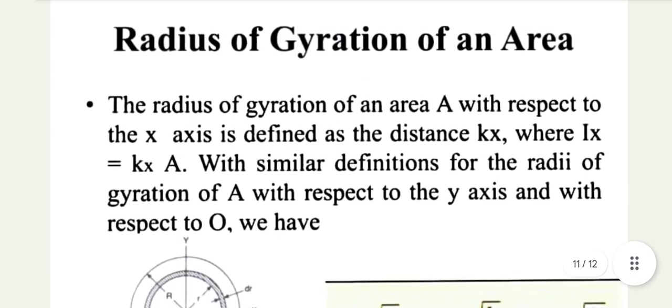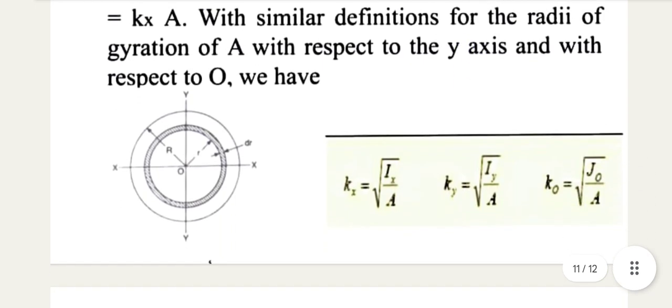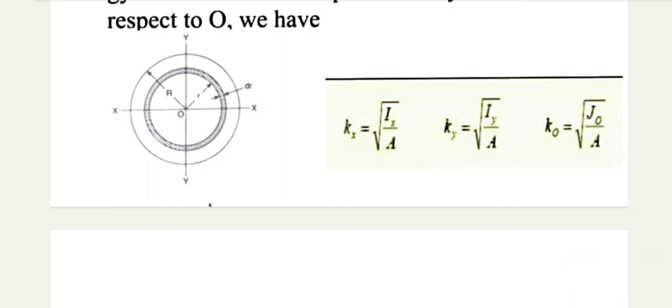Then radius of gyration of an area. Radius of gyration of an area A with respect to the x-axis is defined as the distance kx, where Ix is equal to kx square into A, with a similar definition for the radii of gyration with respect to the y-axis. With respect to O, we have kx is equal to root of Ix by A, or ky is equal to root of Iy by A, or k naught is equal to root of J naught by A.